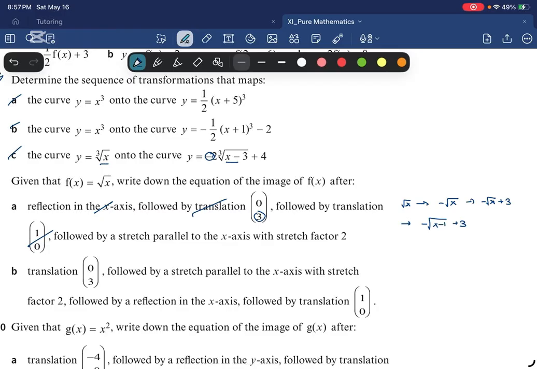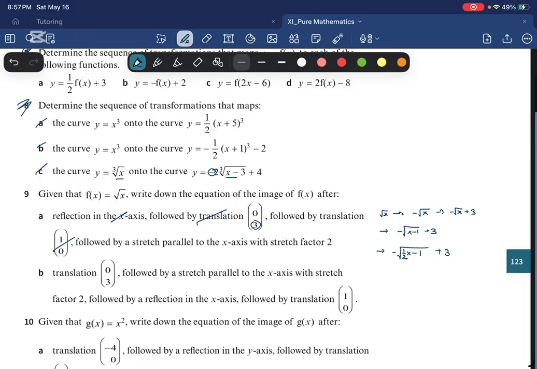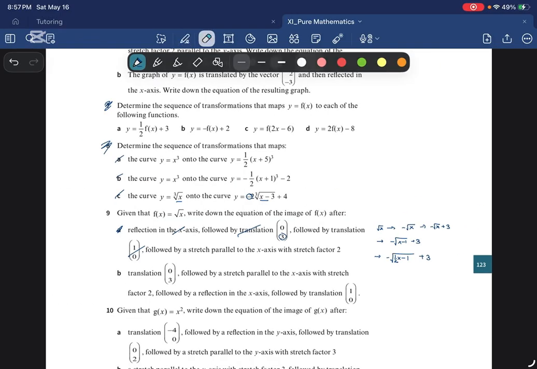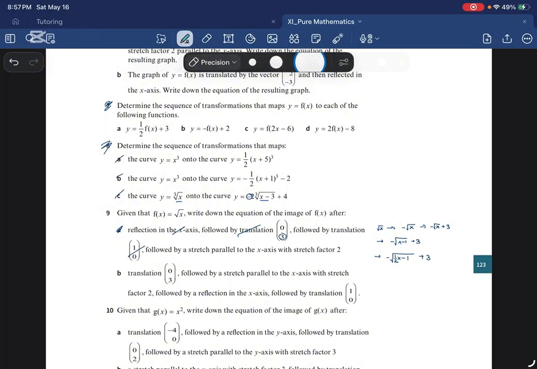You change, you write it x, instead of x now it becomes x minus 1, followed by a stretch parallel to the x-axis with a stretch factor of 2. So that changes it to half, right? Stretch factor of 2 means I have to multiply my x by half. It's minus 1 plus 3. All right. So that should be your answer to A. You have y is equal to minus square root of half x minus 1, plus 3. So this is your solution.